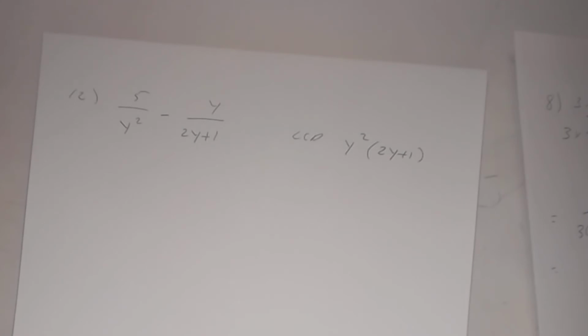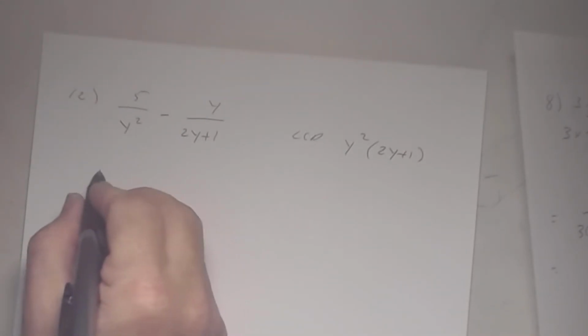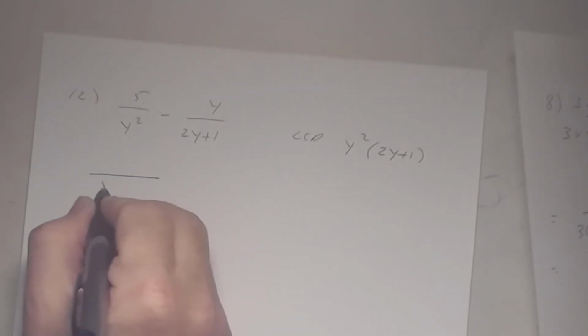So the first step was to factor. The next step was to find the LCD, which I didn't need to factor. Then you write equivalent fractions. So you're going to write 2 fractions with that LCD as the denominator. So you got to change both sides.